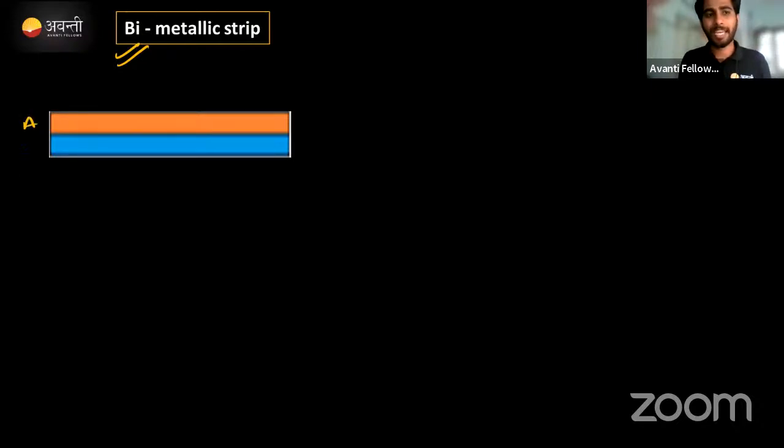I will call this one A. This is B. These two metals are riveted with very strong force, one on top of the other. You can't open these 2 strips by applying force directly. Now, if I give some amount of heat to this bimetallic strip, it will be bent. It bends. How does it bend? That is what we want to know.